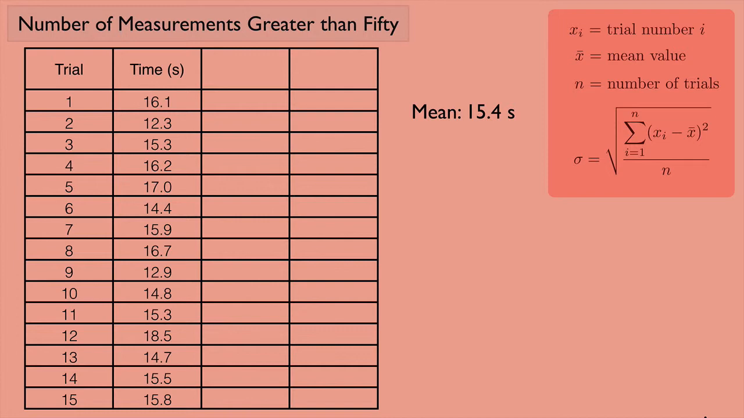So that's easy. You just add up all of the times, divide by 15, and if you do that, you get 15.4 seconds. Next, we're going to calculate the deviations. That means we're going to subtract the mean from each of the times. So for instance, if you look at the first row up here, we have a time of 16.1. We subtract the mean, 15.4, and we get 0.7. Notice that some of these deviations are negative. That's like this one here, 12.3 minus 15.4 gives us a negative 3.1.